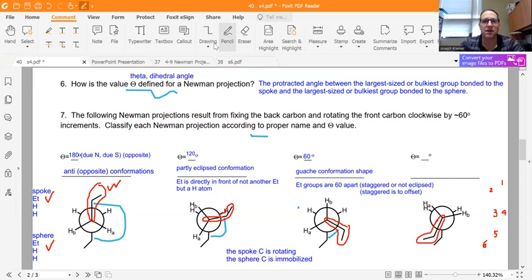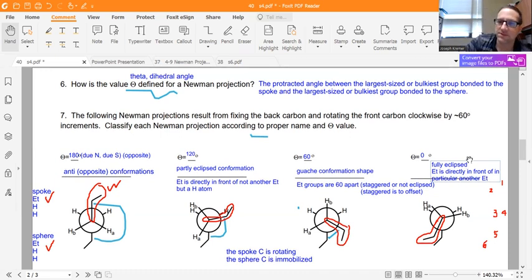And so let's record this dihedral angle as, I know it looks like 10, but we're going to record it as 0 degrees. That way everything's visible. And this conformation here will be fully eclipsed, if you will. Fully eclipsed, which means that, like we saw over here for partly eclipsed, an ethyl is directly in front of, in particular, another ethyl. That's when it comes to be fully eclipsed.